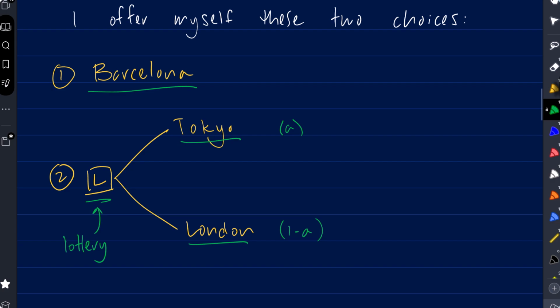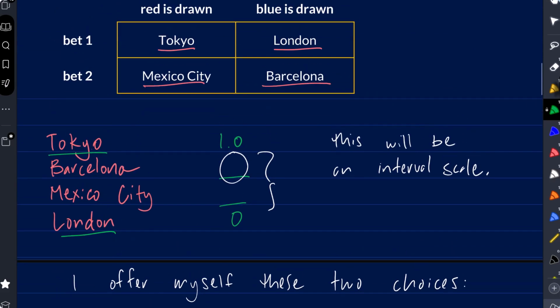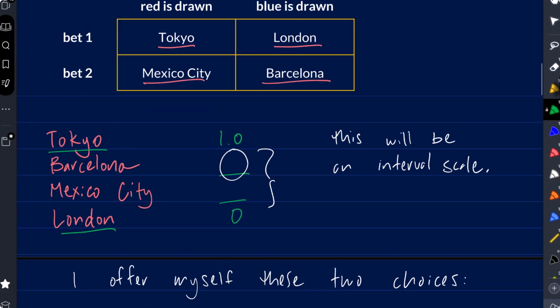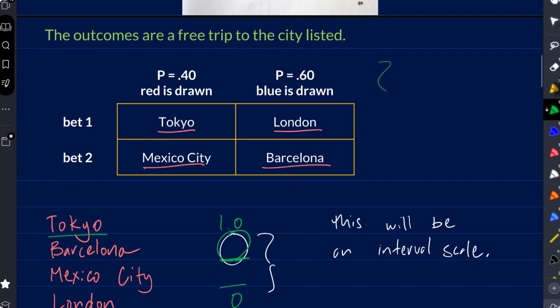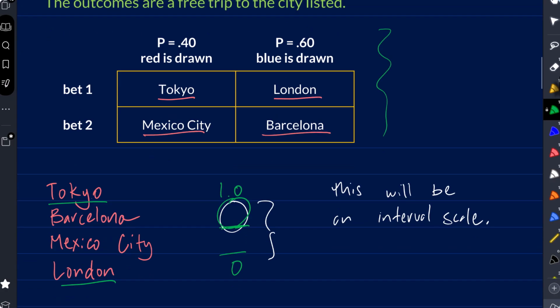Let me just say right now, what we're doing here, making a choice between Barcelona and the lottery, is only for the purpose of setting the utility value for Barcelona. It doesn't have anything to do specifically with the decision problem itself. That's separate.